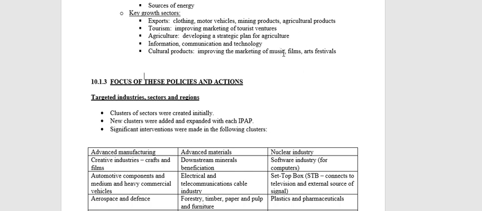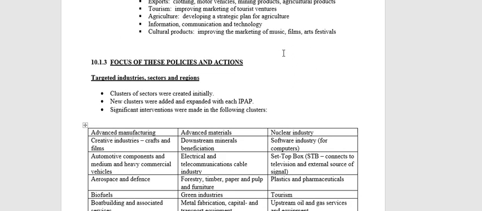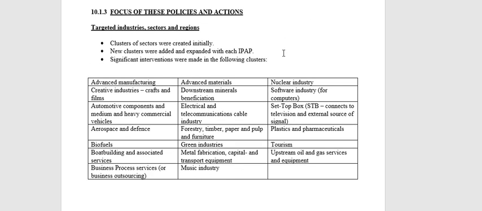Okay, now if we look at the focus areas of these policies and actions, the targeted industries, sectors, and the regions, apart from those identified already, obviously we create clusters of sectors, and we said that the IPAP is reviewed every year with a 3-year forecast. But obviously, we see what has been changing in South Africa, and then we move with the times. Each IPAP, we remove industries, we add new industries with potential, all right?